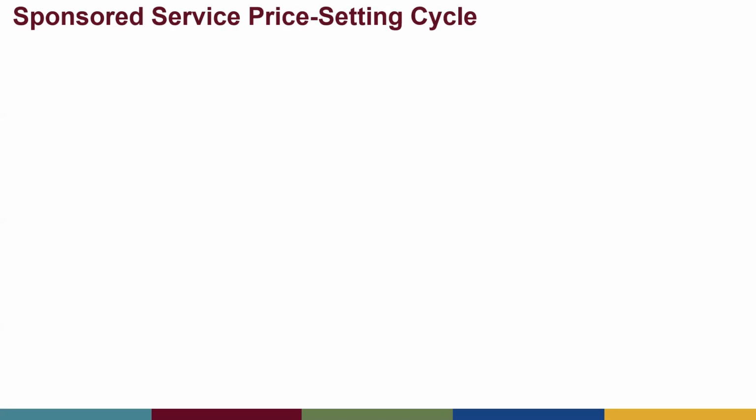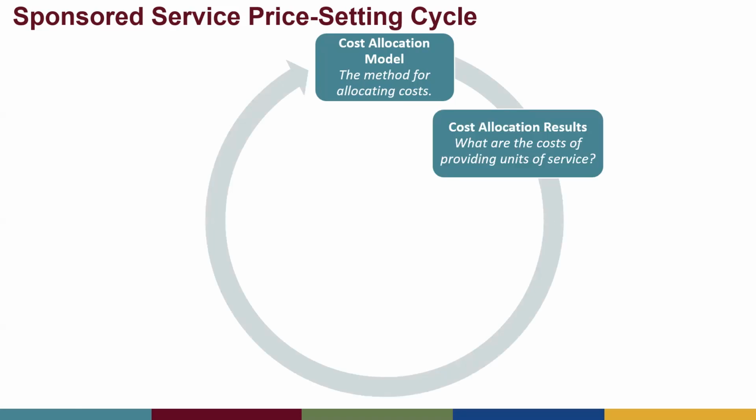So in the guidebook, we walk through what we call the service price setting cycle. At the start of this process, you need a cost allocation model. You need a way to understand how much your service actually costs to create. So you have to have that cost allocation model set up and run, and you need to apply it to get results so that you can understand what your unit costs are. How much does it actually cost per mile, per hour to run your service?